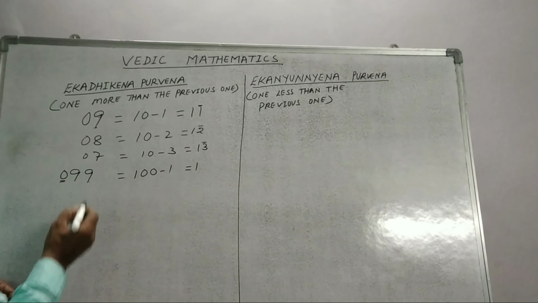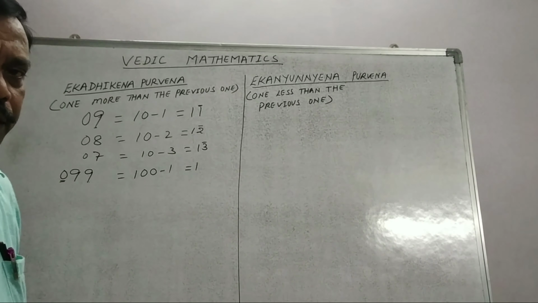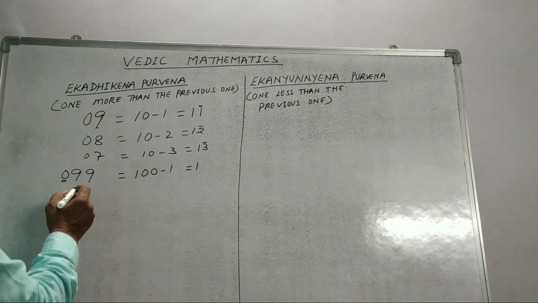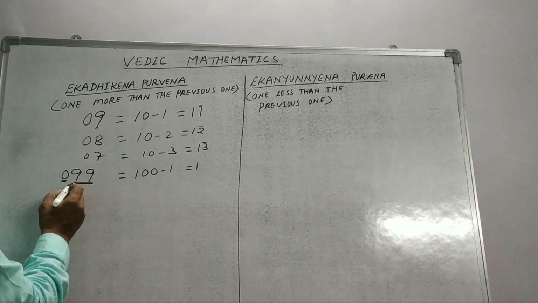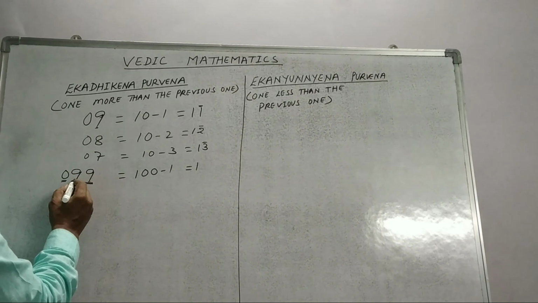99. Both these numbers we have to subtract from 9 and 10 using the sutra Nikhilam Navatashcharamam Dashatah. That is all from 9, last from 10. So here we have two numbers. This 9 we subtract from 9, so 9 minus 9 is 0. And this last 9 we subtract from 10. So we get 1 bar.